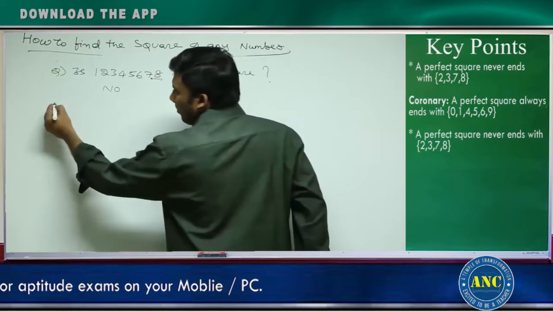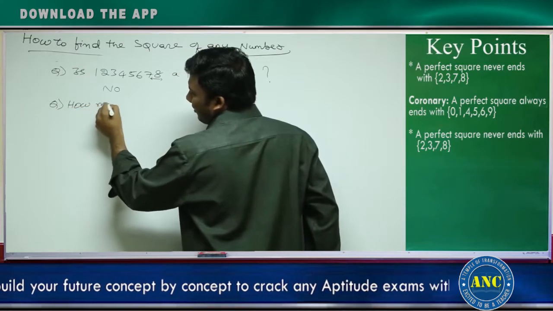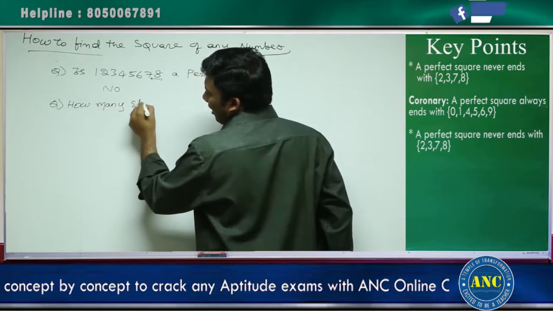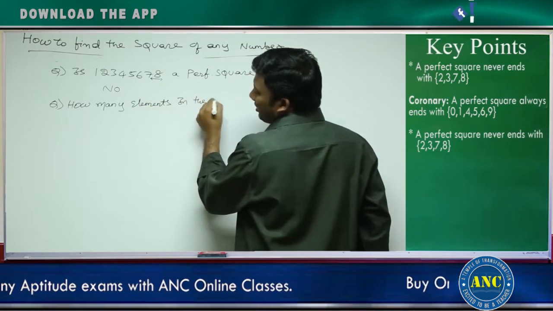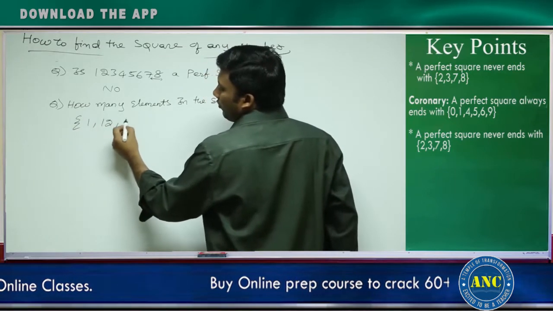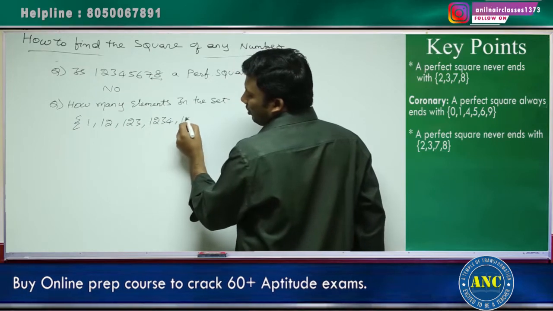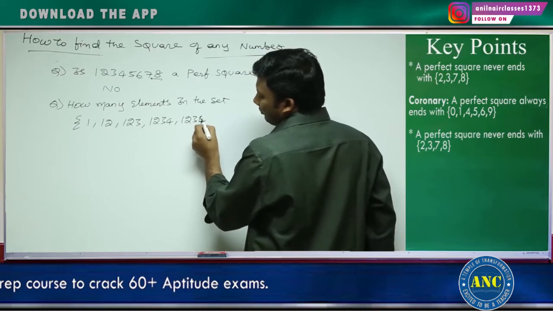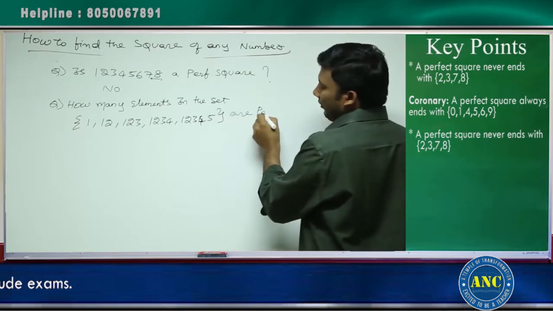Let us take another problem. Same like the previous problem which we discussed. How many elements in the set 1, 12, 123, 1234, 12345 are perfect squares?